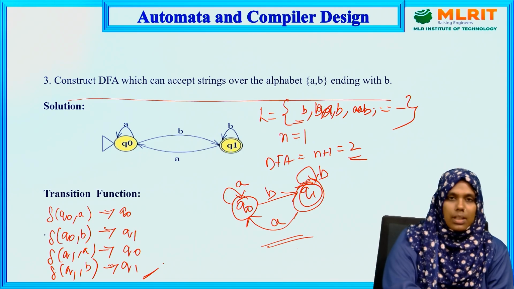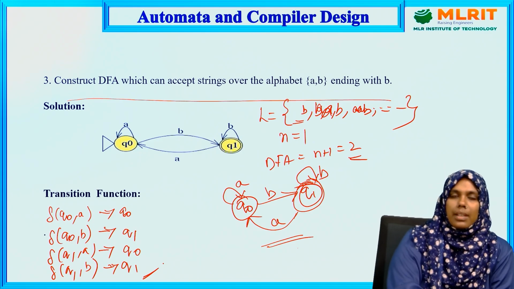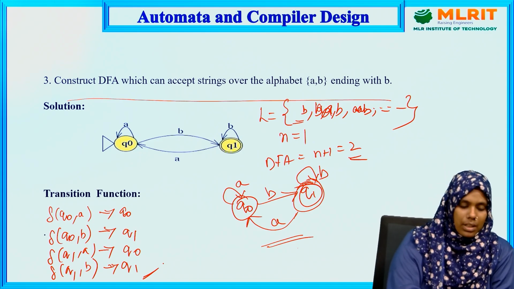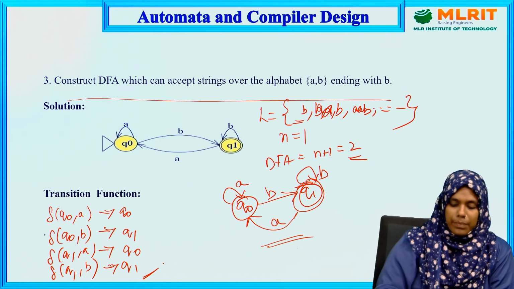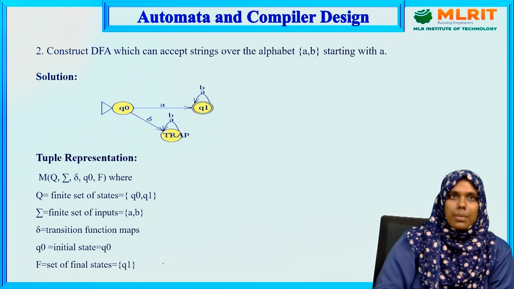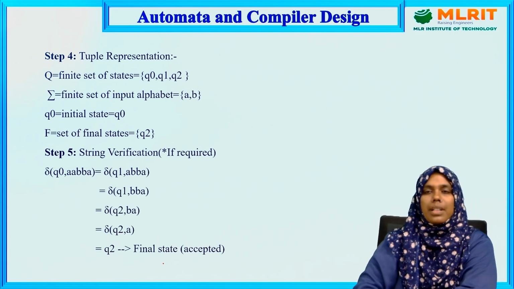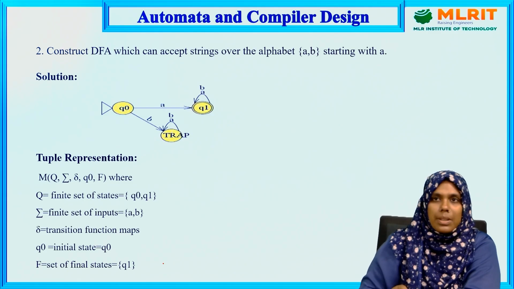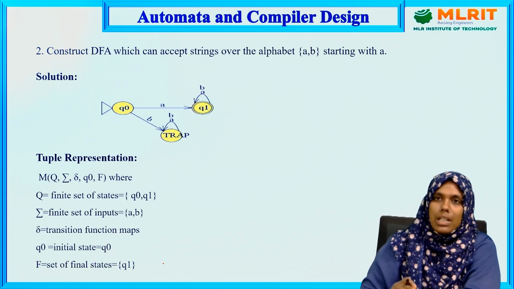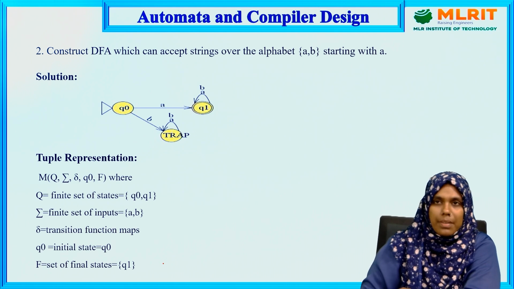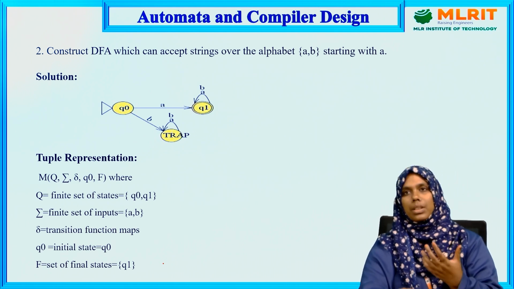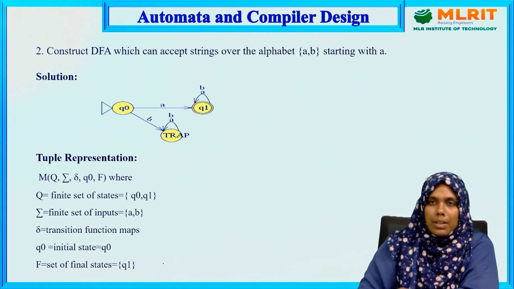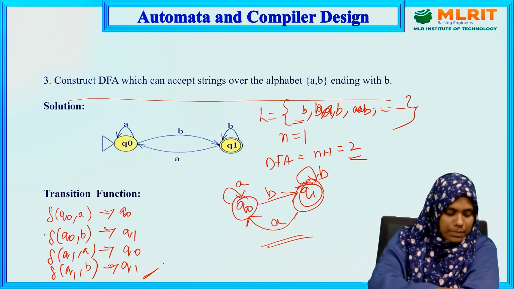So this is what we wanted to explain in the DFA, that is the deterministic finite automata. Hope you understand the concept explained here. In the next topic, we are going to discuss the non-deterministic finite automata. We'll discuss the 5 tuples in the non-deterministic finite automata, as well as an example.